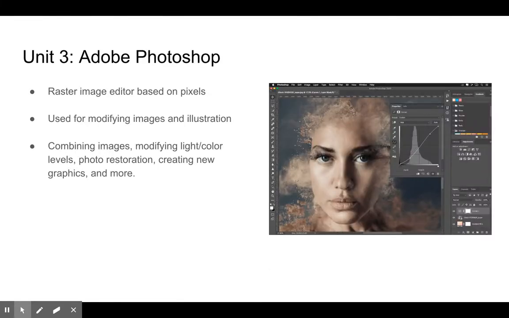After that is Unit 3, where we talk about Photoshop. Photoshop is used to edit raster images based on pixels. From there, we can modify images and create brand new illustrations. Examples include combining images, photo restoration, and more.